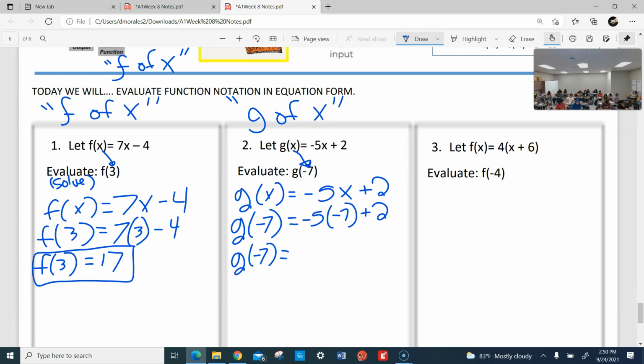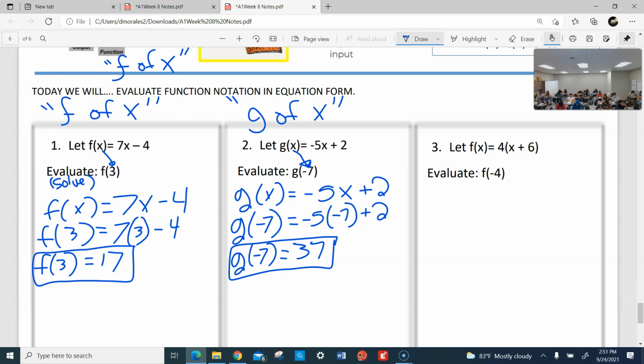Let's go ahead and follow PEMDAS. Make sure you verify with your calculator before you blurt out any answers. What is negative 5 times negative 7? 35. Plus 2 more? 37. And that is all the work we have for this function. So g of negative 7 equals 37. When we plug a negative 7 into the g function, we get 37 out for an answer. Pretty easy, I hope, so far.